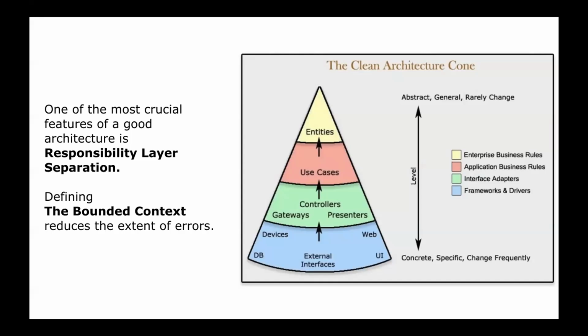I'll skip this because I've already talked about responsibility separation and the bounded context. Responsibility separation basically tells you how each layer is independent of the other layers, and it's a kind of outside-to-inside dependency. Everybody knows about the clean architecture code.